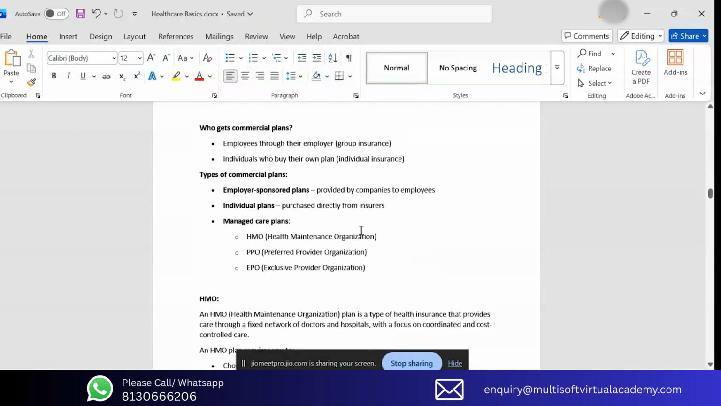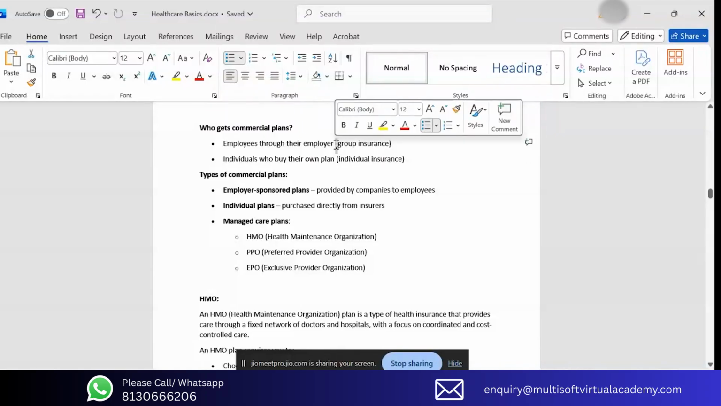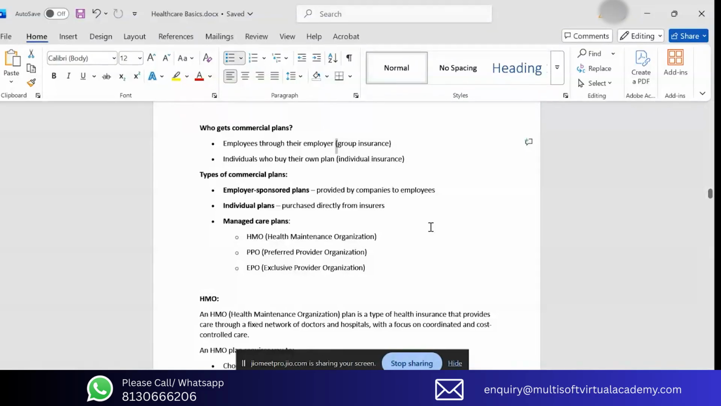Next, who gets commercial plans? It can be either group insurance or individual insurance. So what is group insurance? When you work for a company and the company takes a group policy to benefit its employees, that is called group insurance. Individual insurance is something you take on your own to get some extra additional benefits.